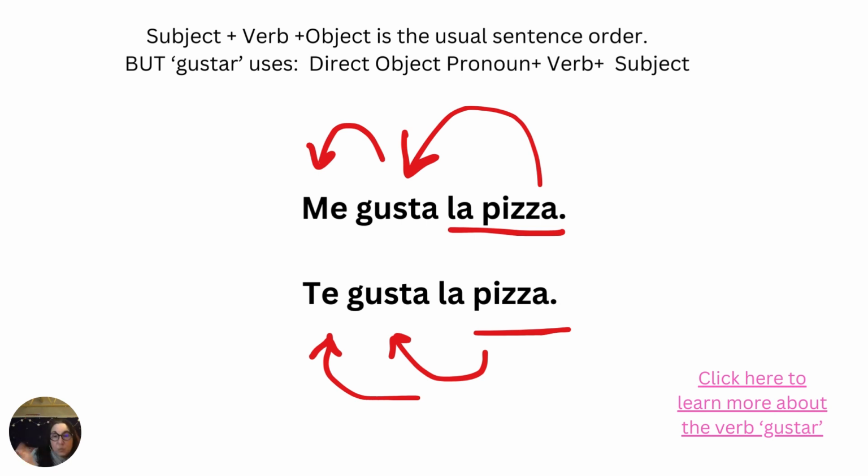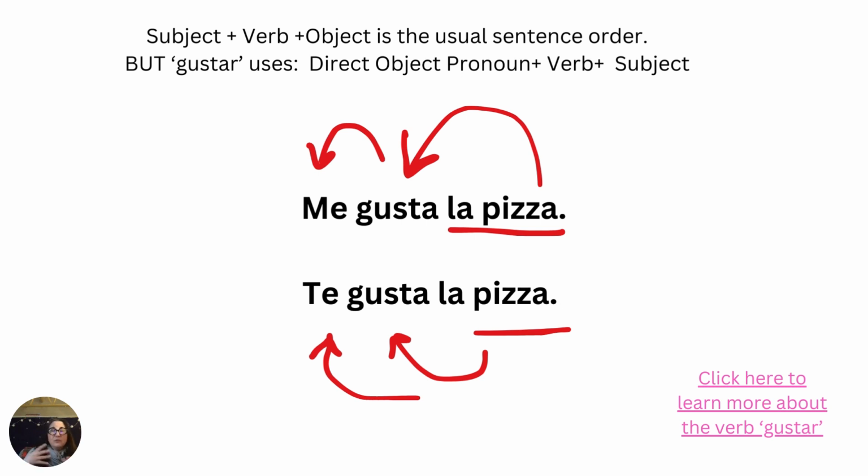Now, if you would like to learn more about the verb gustar, sometimes it's just helpful to hear it a different way. I could explain it, it doesn't really click. You could listen maybe to another teacher and you go, okay. So please click on the link and learn more about this verb just to strengthen your knowledge.